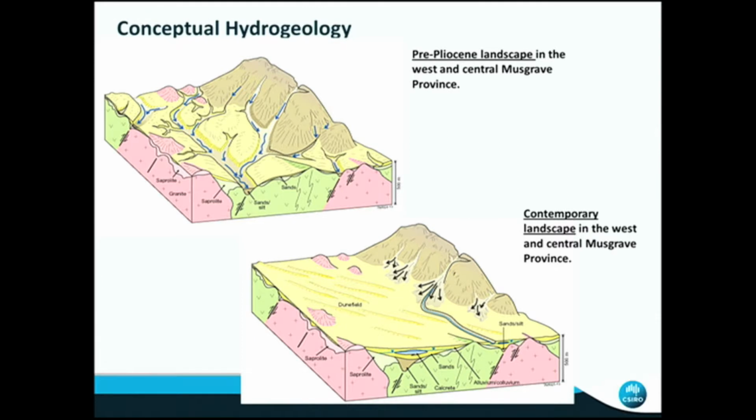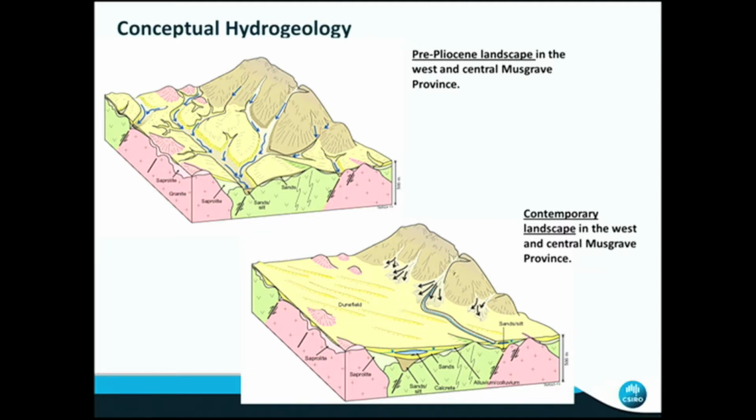So in a simple schematic sense, conceptually, and this is where we were trying to go, in a pre-Pliocene landscape, in the west and central Musgraves, you might have had a landscape that looked like this, eroding out. It then filled in, so that's the contemporary landscape. And these are the current aquifers. They may be valley fills, sands and gravels, or silts and clays, or even calcrete systems. And then that got covered with a sand sequence as well.